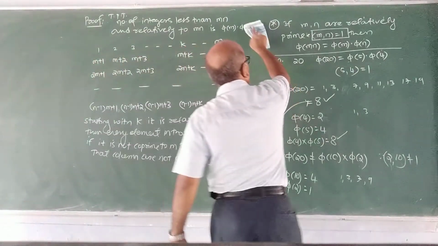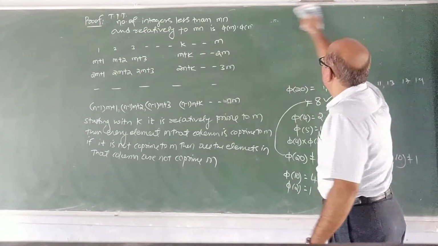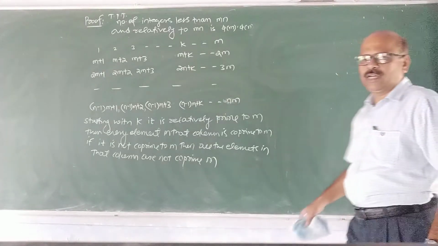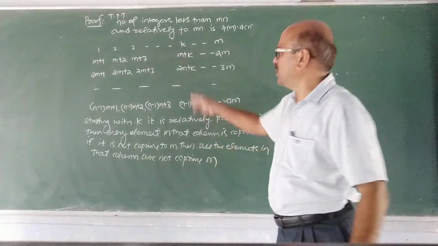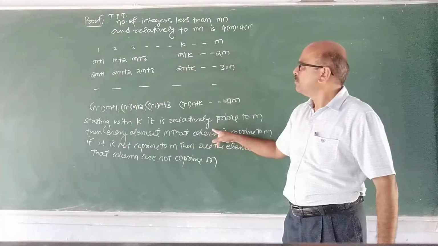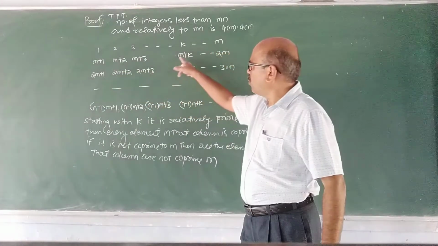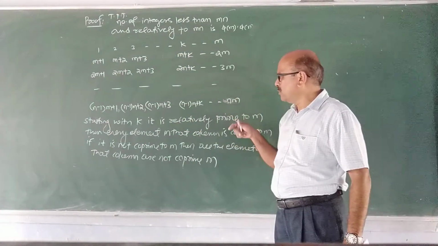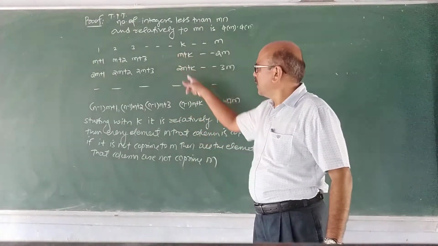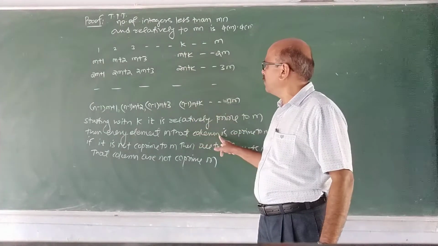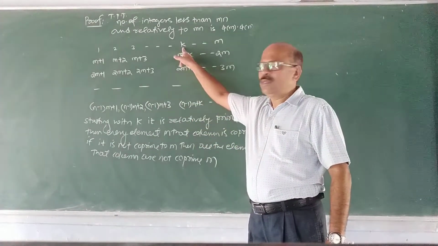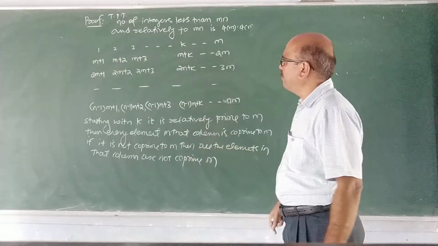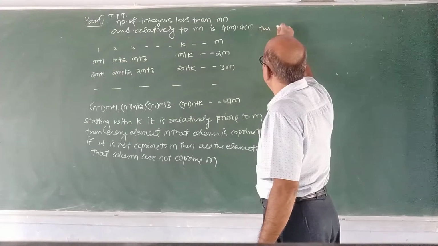I think you are following what I am explaining here. First I have arranged that mn elements in m columns and n rows. First I observe this one. If any one of the columns starting with k is relatively prime to m, then all the elements of that column are relatively prime to m. Suppose it is not relatively prime to m, then all the elements under that column are not relatively prime to m.